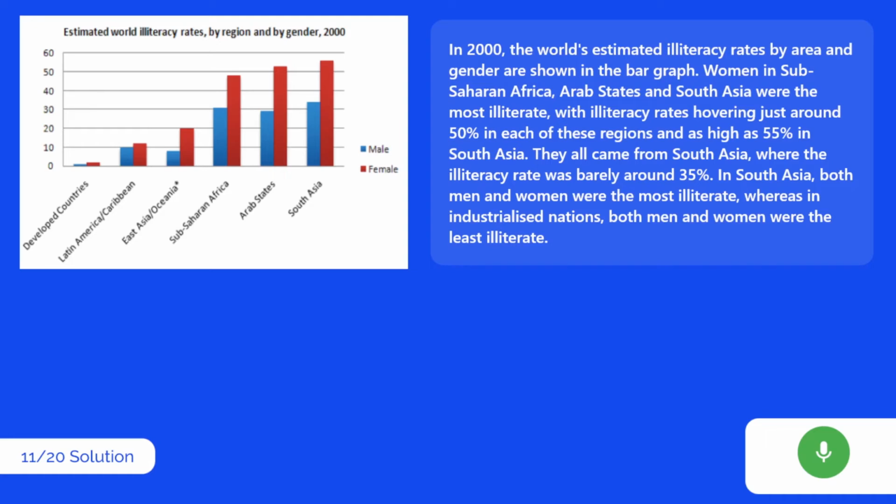They all came from South Asia, where the illiteracy rate was barely around 35%. In South Asia, both men and women were the most illiterate, whereas in industrialized nations, both men and women were the least illiterate.